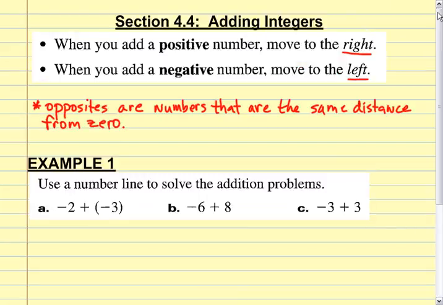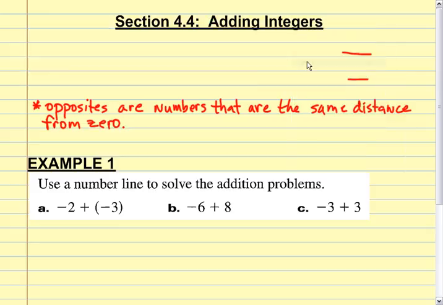Okay, folks. Section 4.4, adding integers, take 3. All right? Now, adding integers, they're telling us how to do this on the number line. But you know what? I'm going to get rid of this. And the reason I'm going to get rid of it is because I think it confuses us.